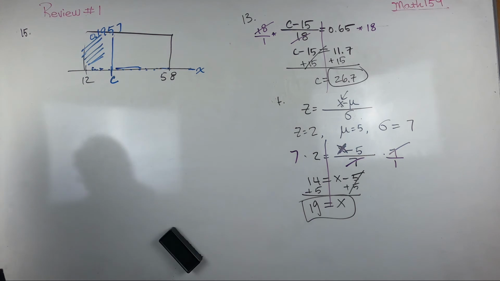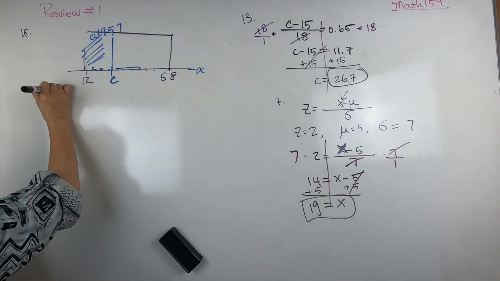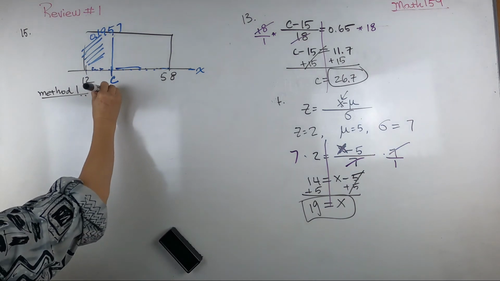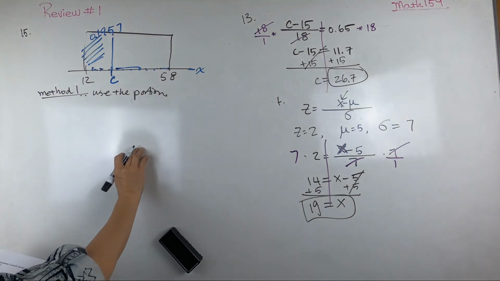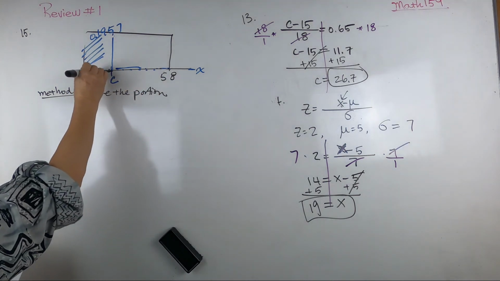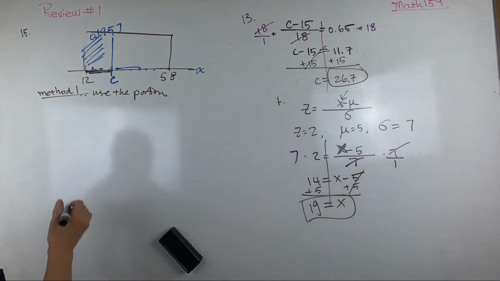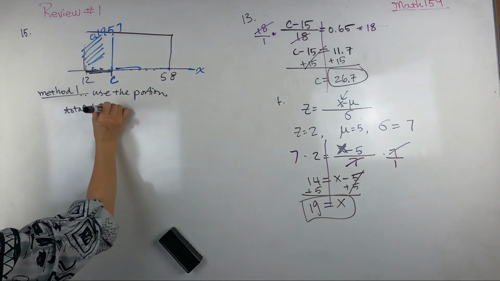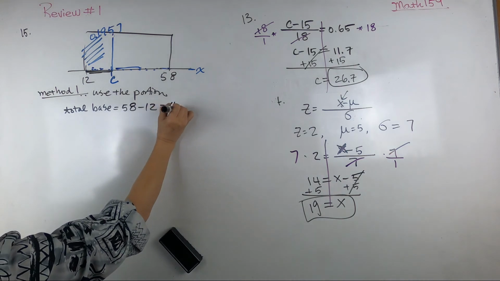Okay, let's find the answer first. Then we see what they really mean. If I just use method 1 to do it, use the portion. It's easier. So portion means what? This portion is 0.1957. So the total base is 58 minus 12, right? Which is 46 minutes.